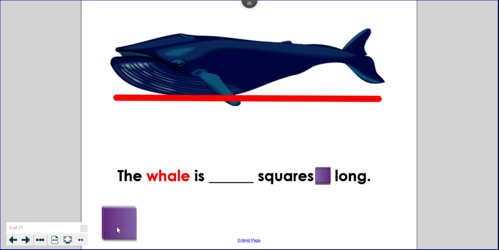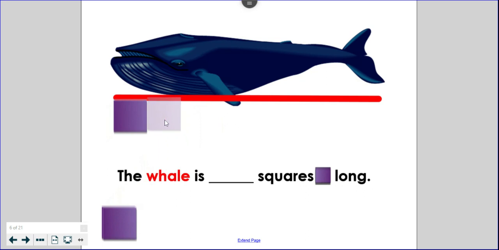So let's start measuring. I'm going to take one purple square and I'm going to put it right here. Tell me, is that where I should start measuring my whale? Did I put the square in the right place? Oh my goodness, you got me. I didn't put it in the right place because that's not all the way at the end. So I'm going to put my square right here, all the way at the end, right in line with the tippy top nose of my whale. All right, awesome. So there's my first square.